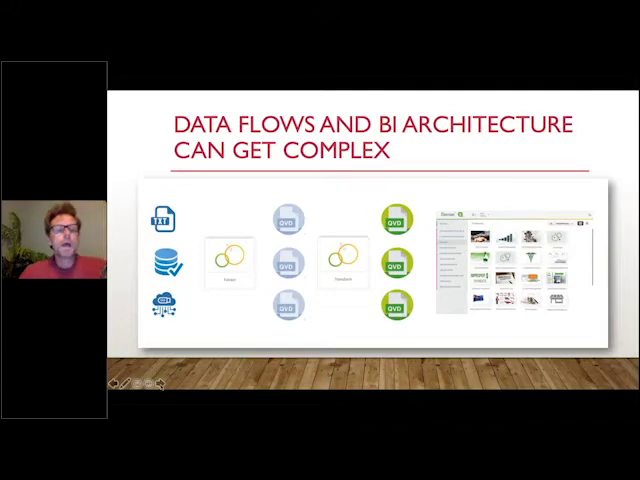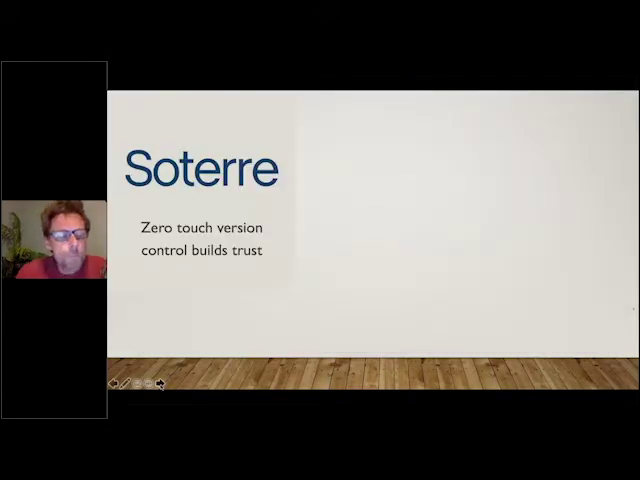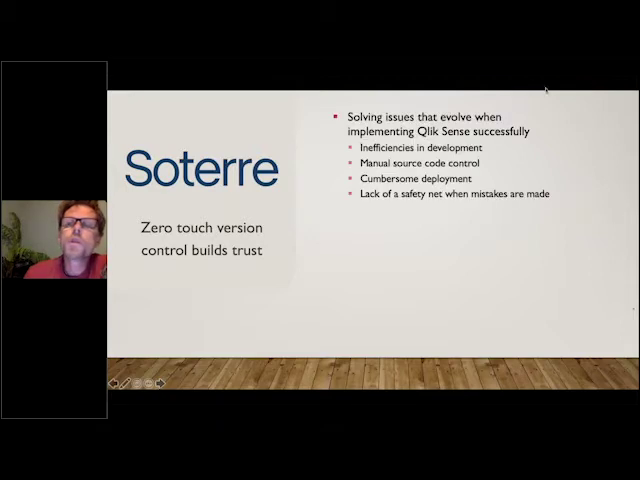Whenever Qlik implementations are successful, and I've managed a few myself, then you run into certain issues. It might be that the development process becomes inefficient because you have so many apps, so many data flows, and you've got the question: I make a change here, what is the impact of that change? Or I make a change, but I made a mistake. How do I repair this?